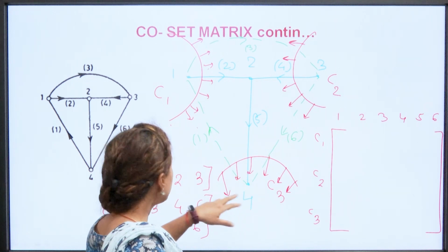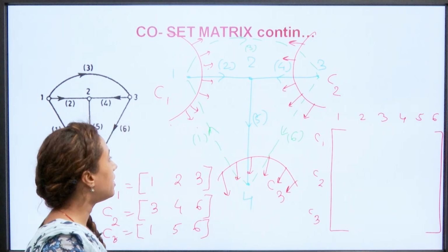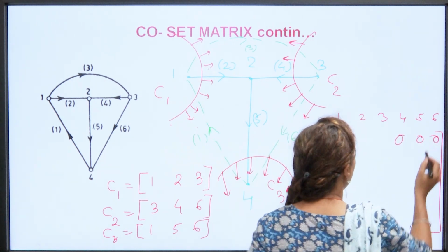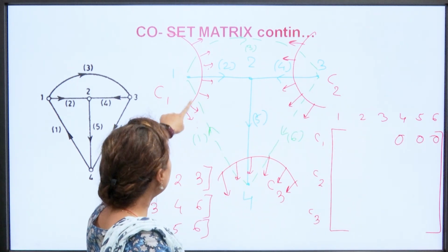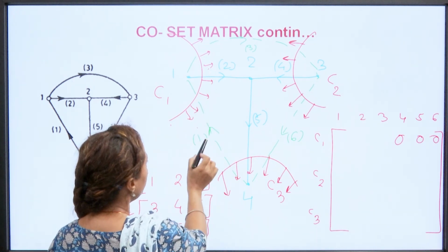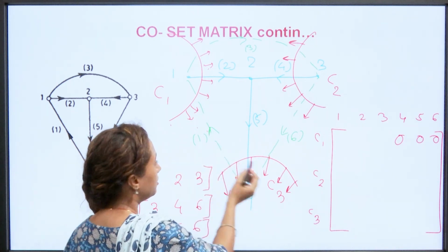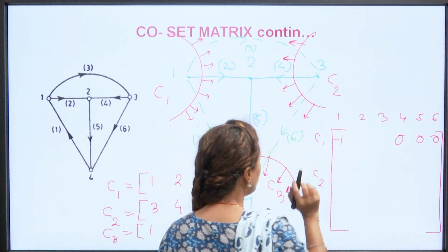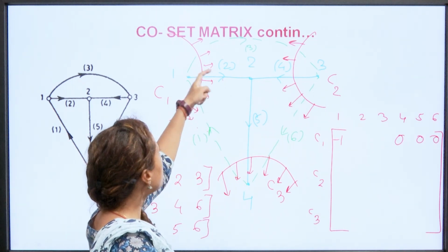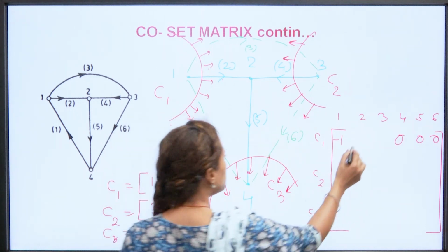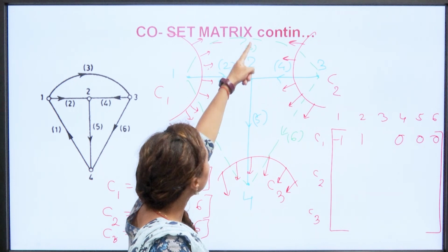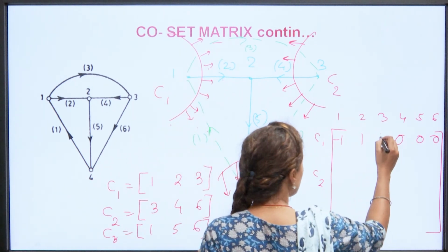So, as I have said, this cut set C1 contains branches 1, 2, 3, it means 4, 5, 6 will be 0. Now, for the first branch, it is having opposite direction. See, the cut set is going outward, but this first branch is coming inward. So, it is not following the same direction. So, it is -1. For the second branch, it is in the same orientation with your cut set. So, it is +1, and for the third branch, it is also the same, see the direction is same with the cut set. So it is +1.